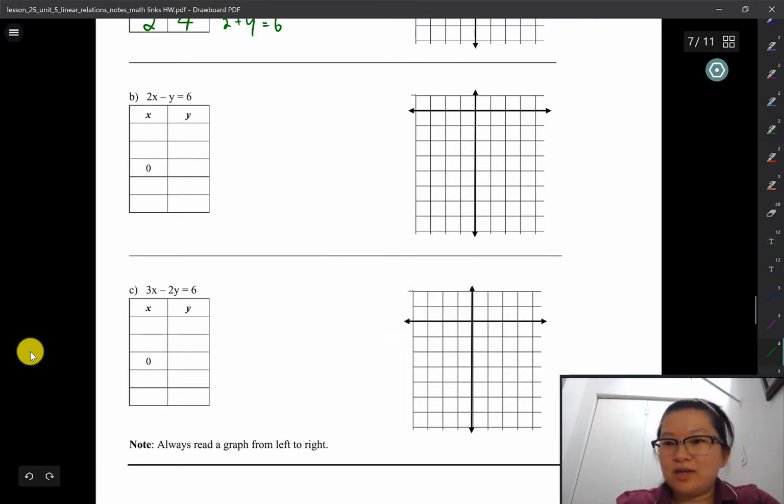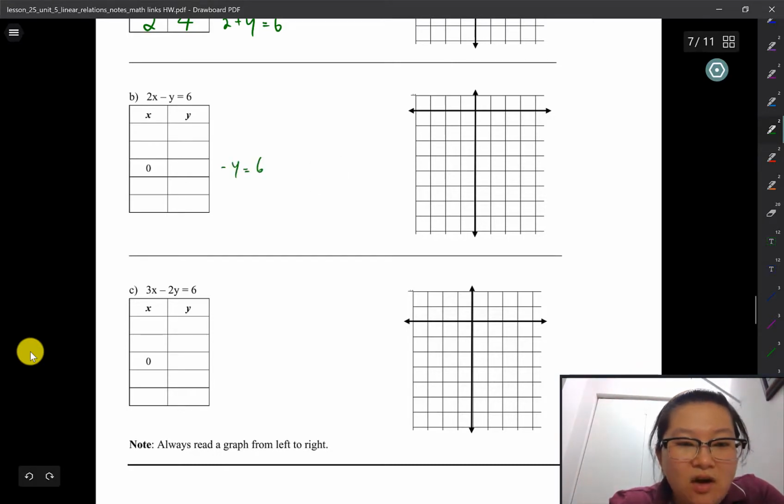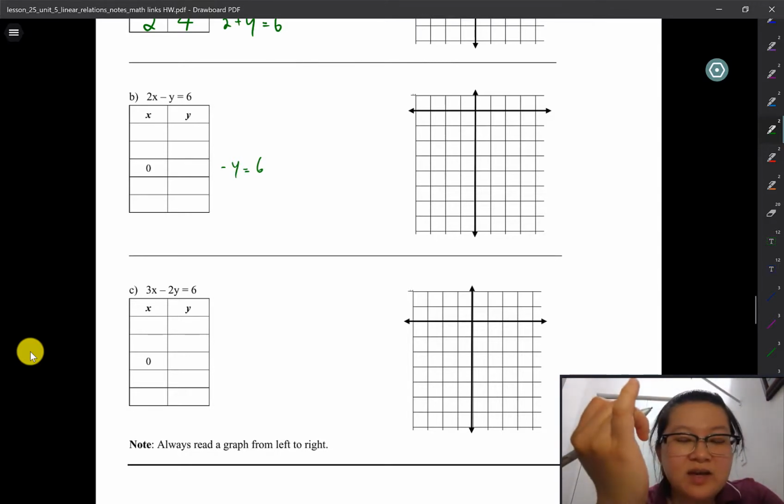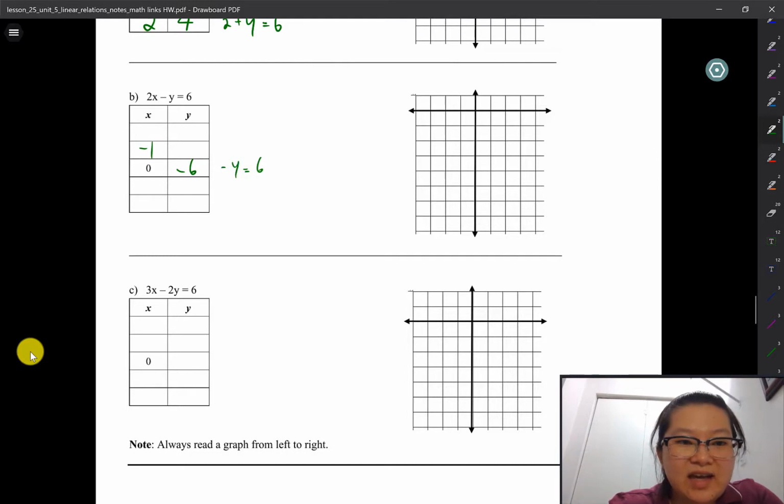All right, so first of all, we're going to generate a table full of values. So if I put 0 into x, I get -y is equal to 6. Or if I put the negative sign on the other side by multiplying both sides by -1, I get y is equal to -6. It seems like this table wants us to move into the negative x's. So if I get negative 1 for my x, I get negative 1 times 2, which is negative 2, minus y equals to 6. If I move negative 2 to the other side, ooh, that's going to be weird.